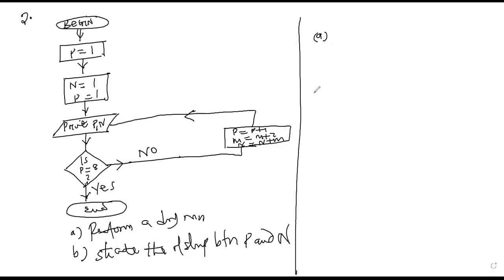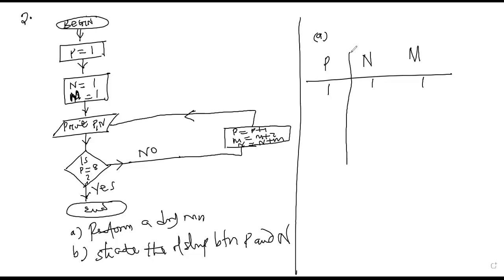The variables are P, M, and N. So you're having P, N, and M. And for this case, we are beginning with P as 1, N as 1, M as 1. So we have 1, 1, 1. But remember, they're asking whether P is 8. So we shall move up to P equal to 8.